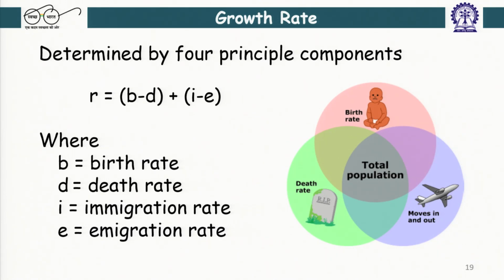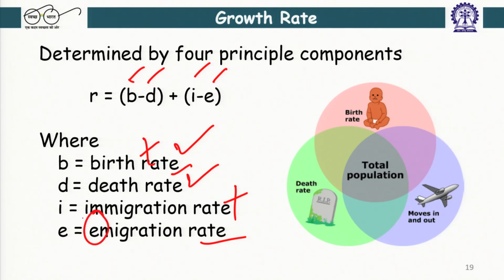We have B minus D plus I minus E. Now, what is B? B is the birth rate, D is the death rate. So, whatever people are getting added here, people are getting subtracted here because people are going out of the system. I is the immigration rate, people coming into the country, and then E is the emigration rate, where people are going out of the country.